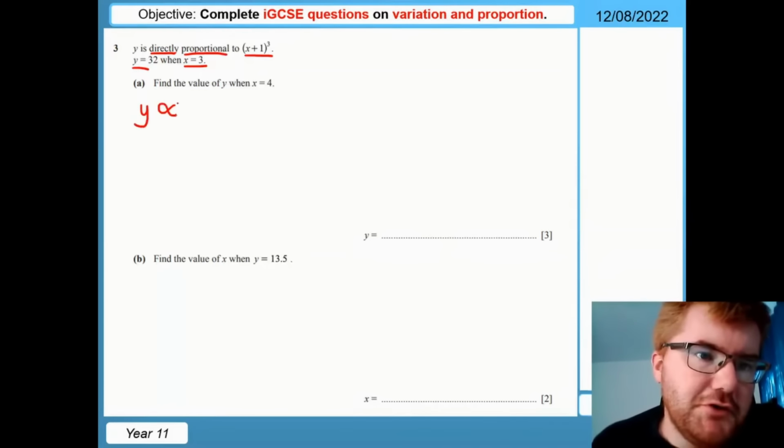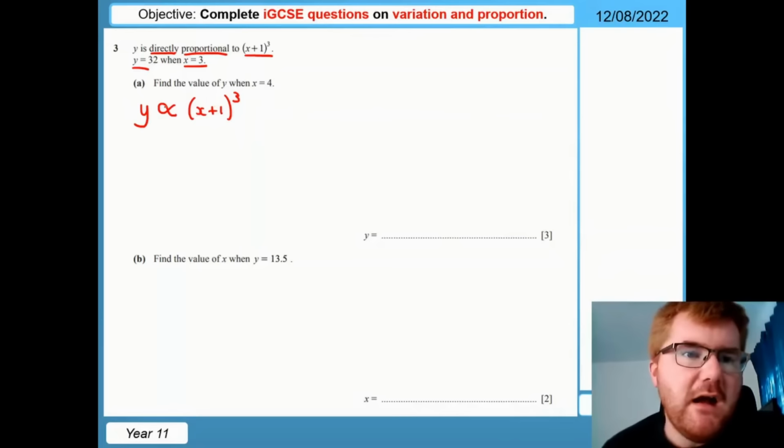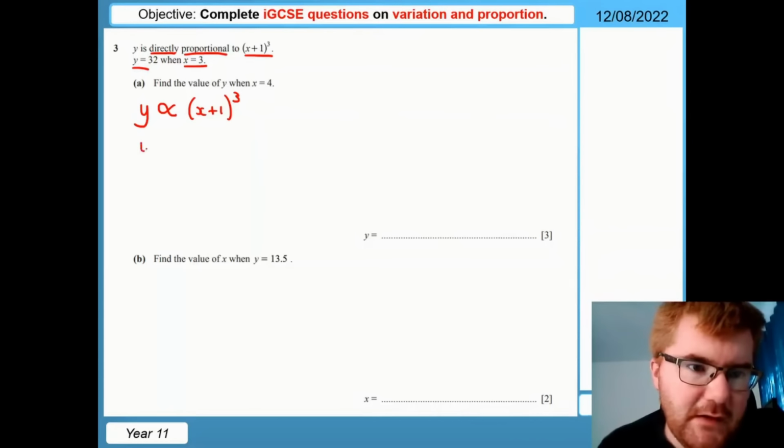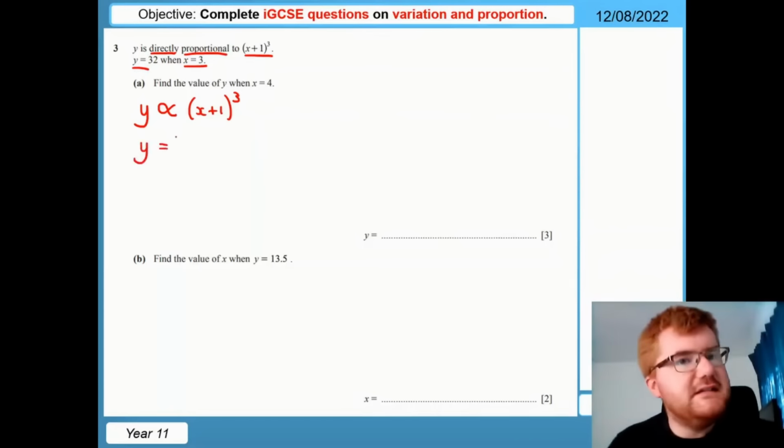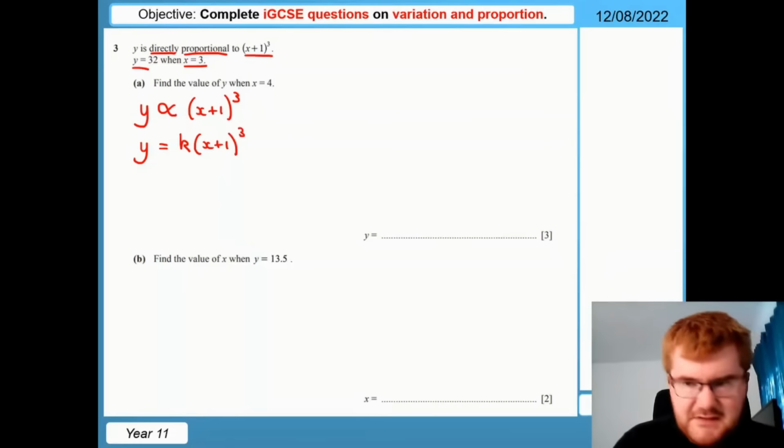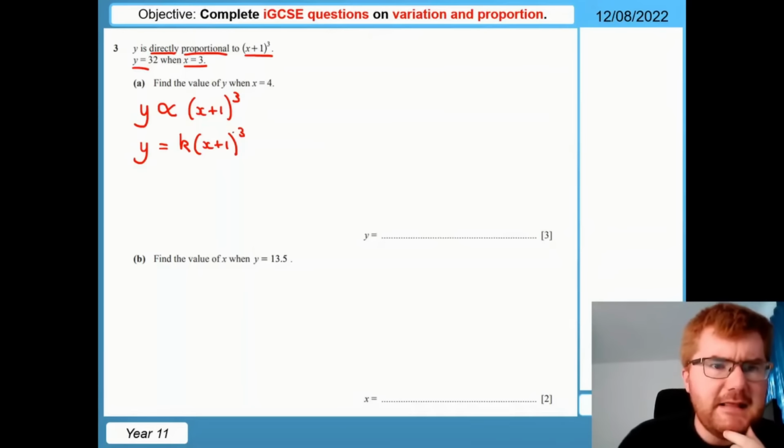Now I'm going to do a similar thing to what I did in the previous question. I'm going to turn this into an equation. So I get y is equal to, now this is slightly different to the fraction. We put the k in front of the term here. So we go k times x plus 1 all cubed. Again, you're going to see lots of questions like this, so just stick with it and we'll get lots of practice. Now, once we've written our equation, we substitute those values in, just like we did before.